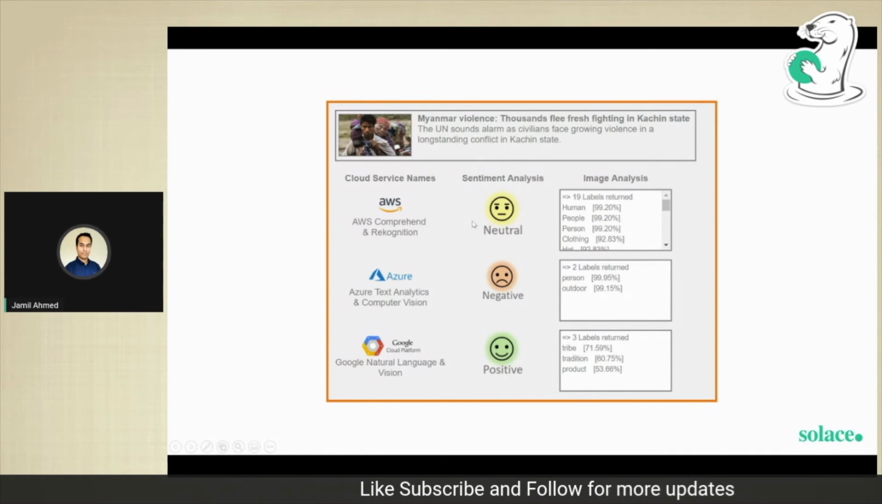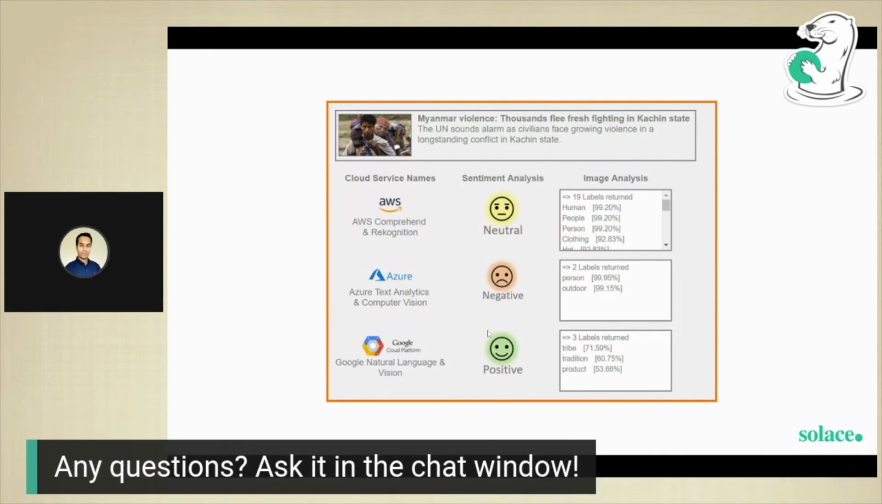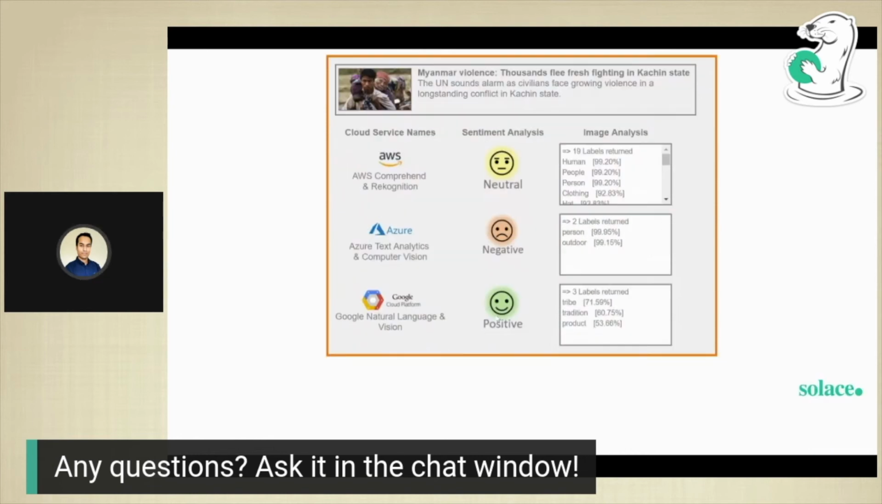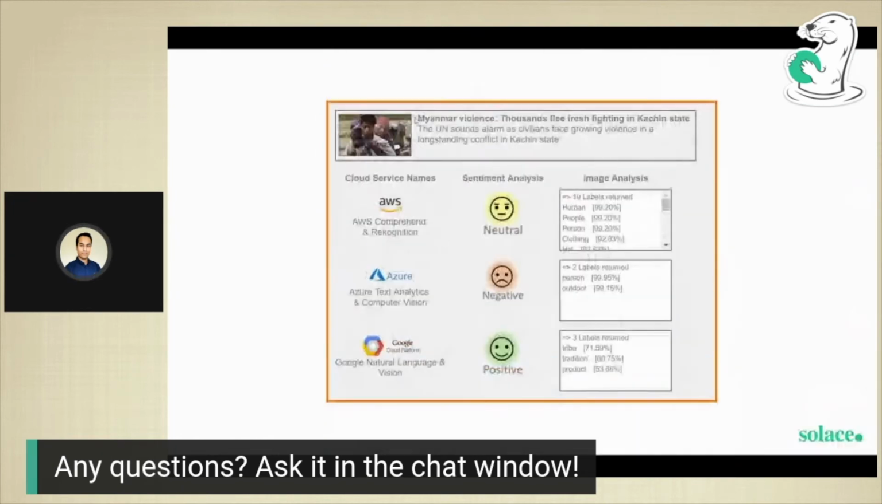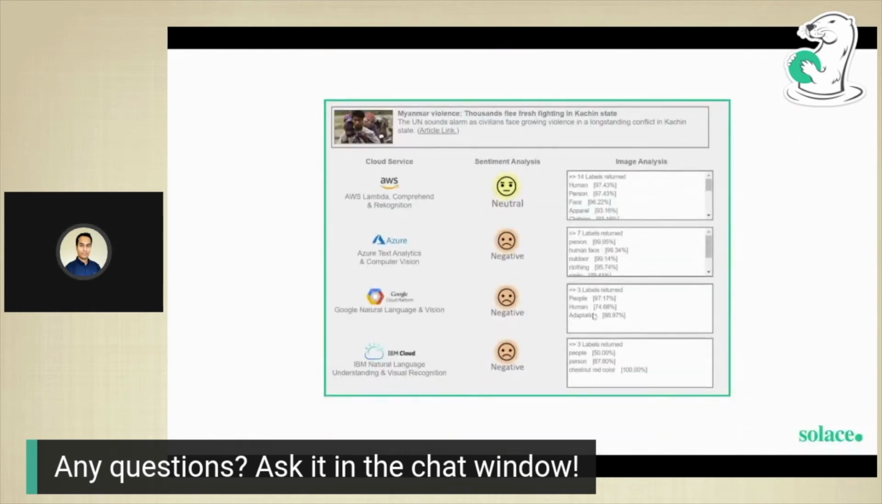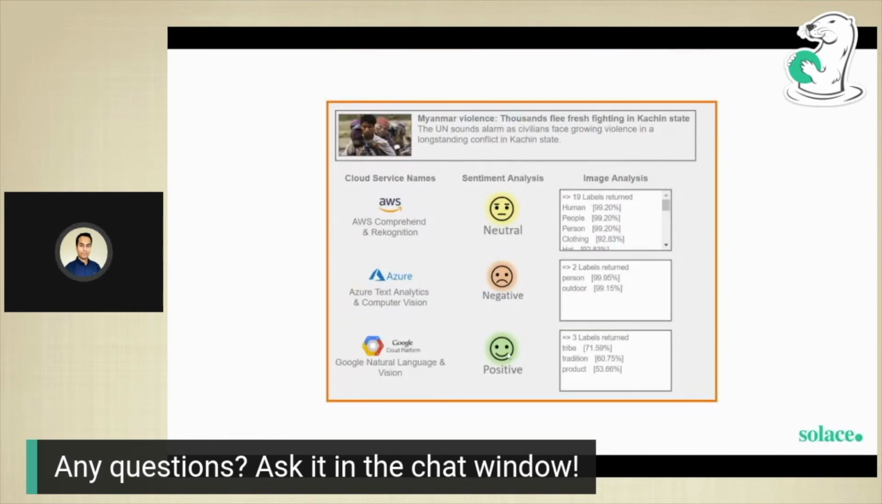These two examples did start off when my demo was just looking at AWS, Azure, and Google. Since then, I did add IBM's Watson service. So it's that same article again. Just to recap, it's the Myanmar violence. I submitted it again, and this is more recent. The takeaway here is that Google has now changed its results. It was previously showing positive for this, and now it's negative.